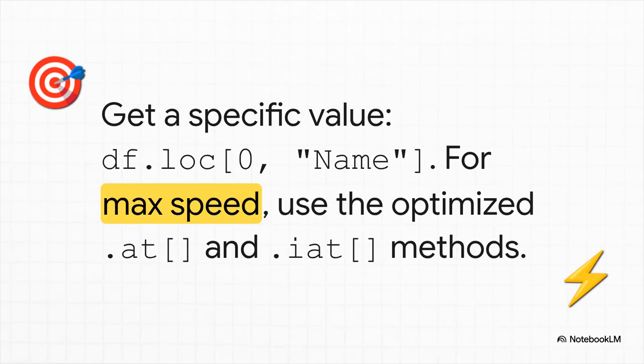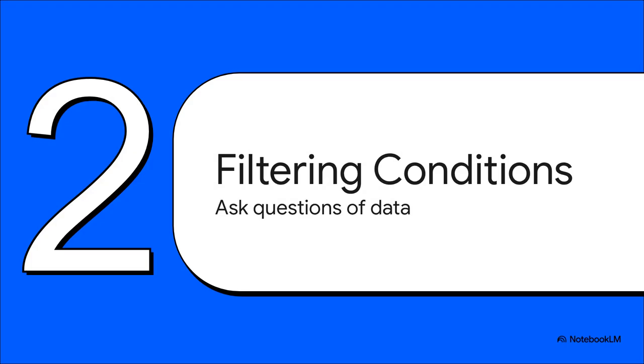And hey, you're not just stuck grabbing entire rows. You can zero in on one single cell just by giving it the row and column coordinates, like df.loc[0, 'name']. And here's a little pro tip for you. If you really need to squeeze out every last drop of performance when you're just grabbing one value, you should check out .at and .iat. They're optimized for exactly that. All right, so that's how we point to an exact spot in our data.